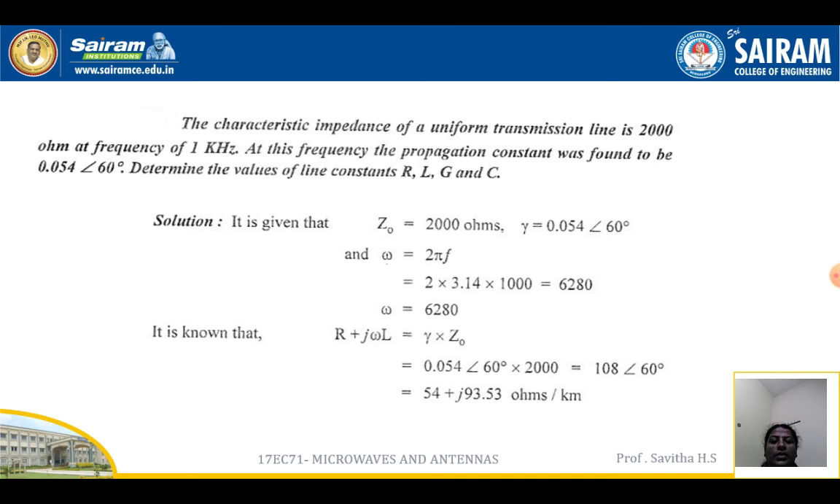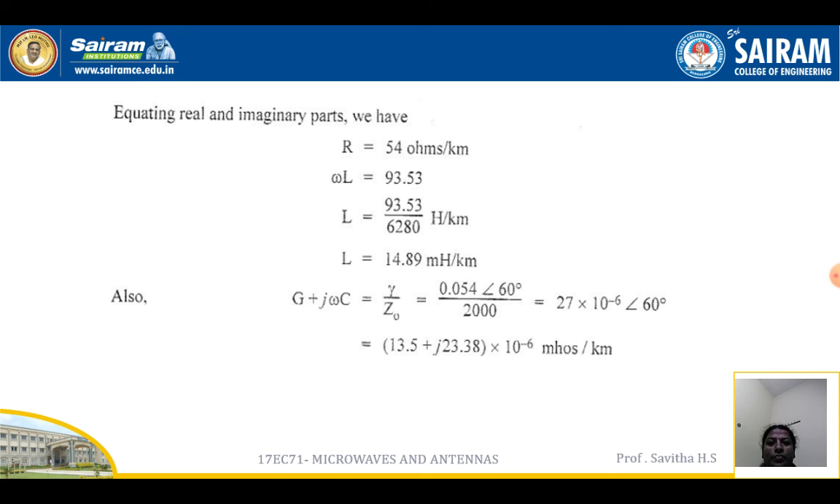We know that R + jωL is equal to gamma into Z0. The gamma value and Z0 value are given. So the R + jωL value will be 54 + j93.53. Therefore, comparing both equations, R is 54 ohms per kilometer and ωL is equal to 93.53. So L is equal to 93.53 divided by 6280 henries per kilometer. So the L value is 14.89 millihenries per kilometer.